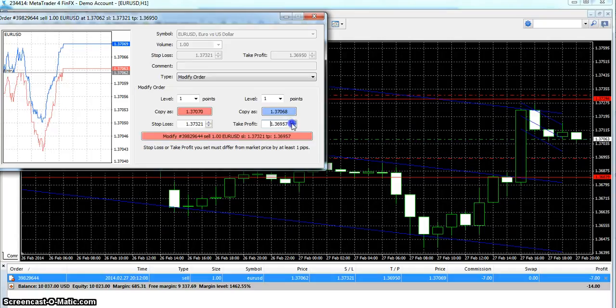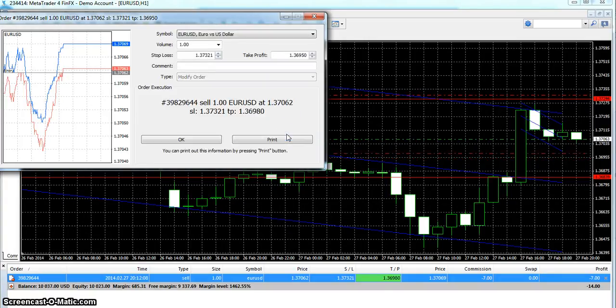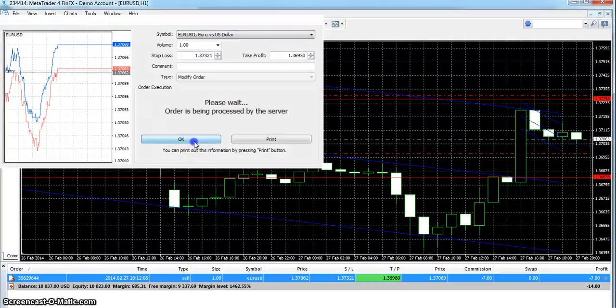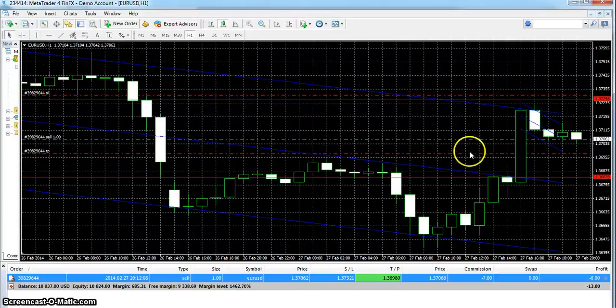Oops, wrong direction. Okay, 36.98. Modify. Okay, my take profit is now exactly at 10 pips. So as soon as the market goes 10 pips below my trade, then I will have my $100.